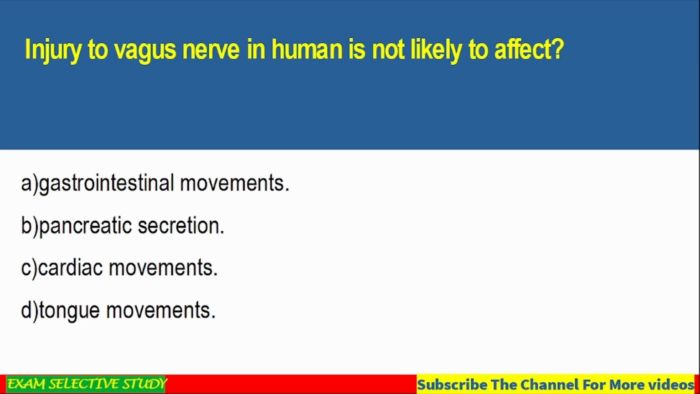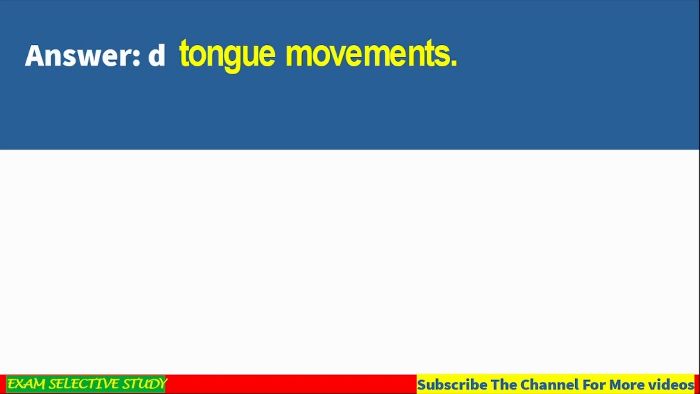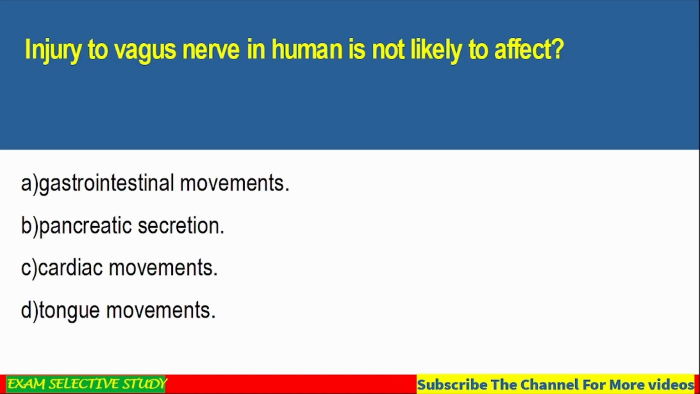Next question, injury to vagus nerve in human is not likely to affect. Options: gastrointestinal movements, pancreatic secretion, cardiac movements, tongue movements. Answer: tongue movements. Injury to vagus nerve in human is not likely to affect tongue movement.